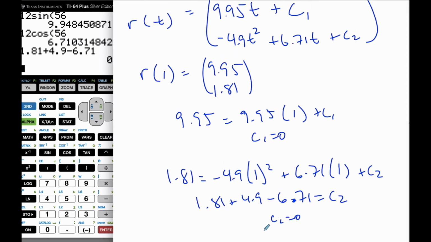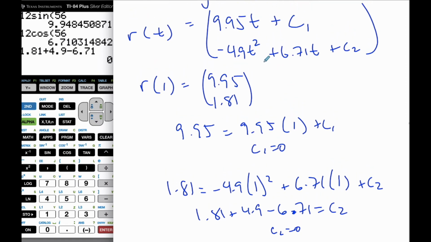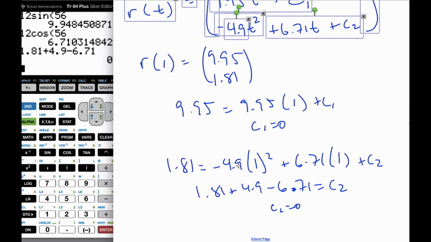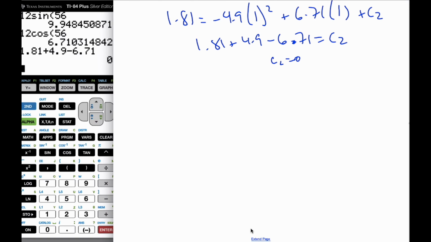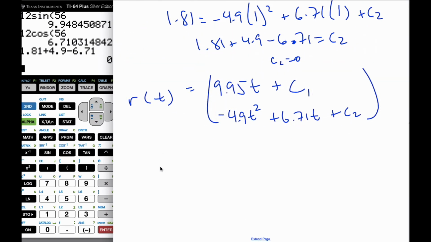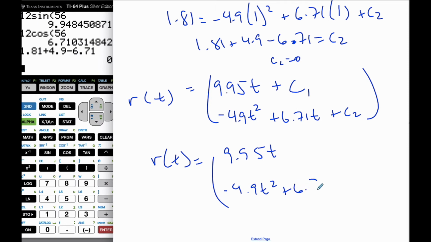And so if I put that together, I'm going to take this function. And so if I want my initial value, r of t is going to be 9.95 t, since C1 is 0, and negative 4.9 t squared plus 6.71 t, since C2 is also 0.